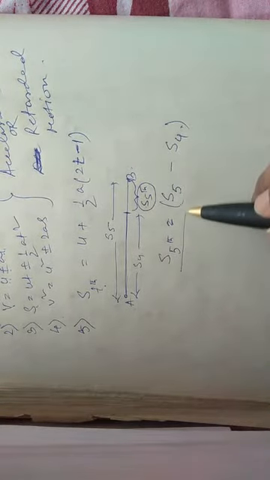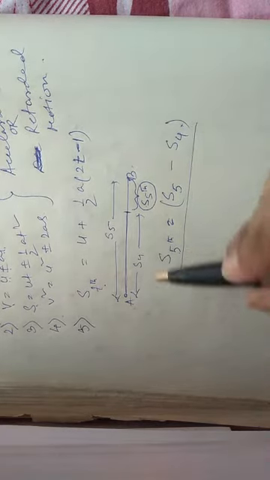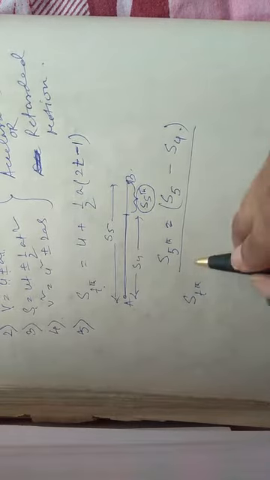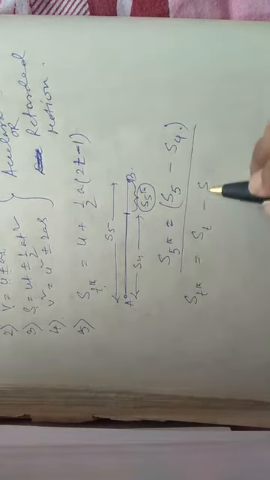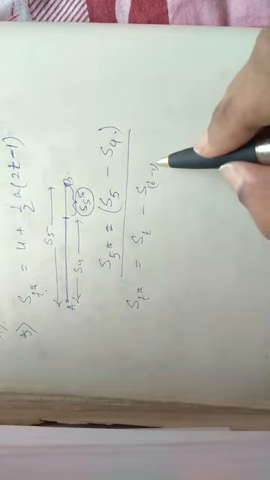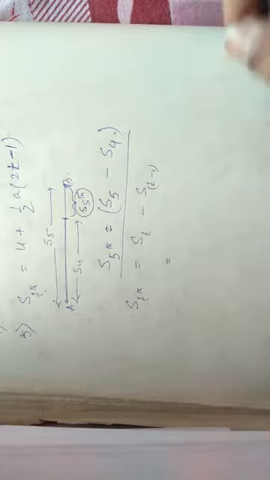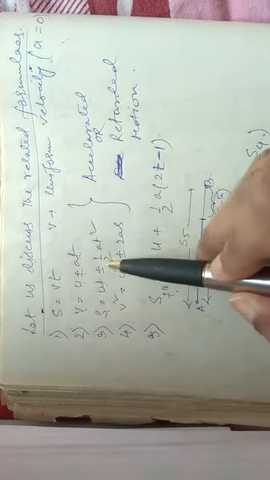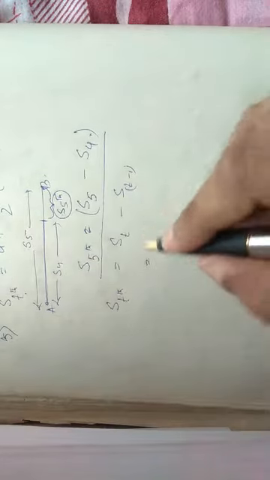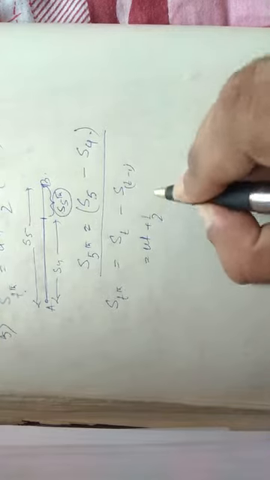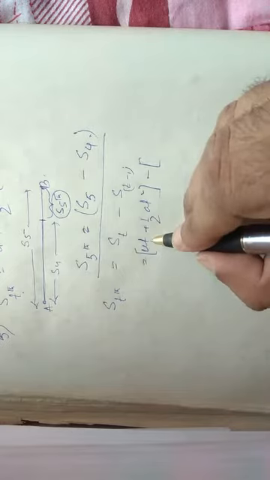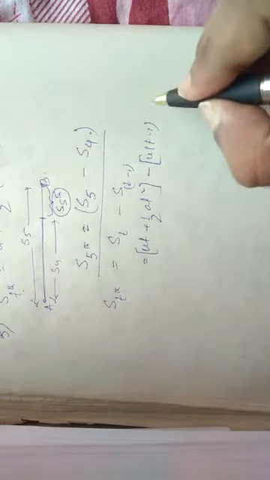Now if we derive the formula using the same concept, so S10th, if 5 is taken as t, so Stth becomes St minus St minus 1. So we know what is St. St means ut plus half at square. So replace St by ut plus half at square, and for St minus 1, instead of t we will write it as t minus 1.